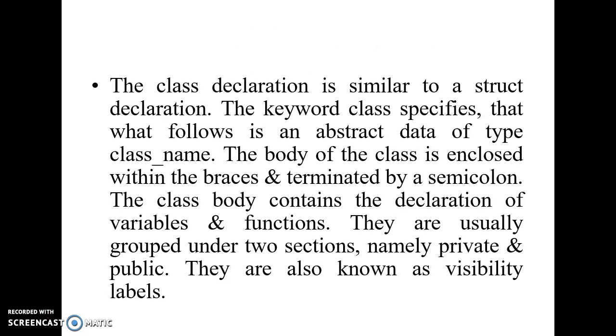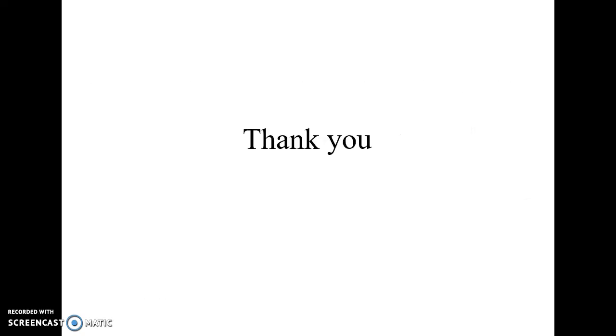The class declaration is similar to the struct declaration. The keyword class specifies that what follows is an abstract data type of class name. The body of the class is enclosed within braces and terminated by a semicolon. The class body contains the declaration of variables and functions. They are usually grouped under two sections, namely private and public. They are also known as visibility labels.